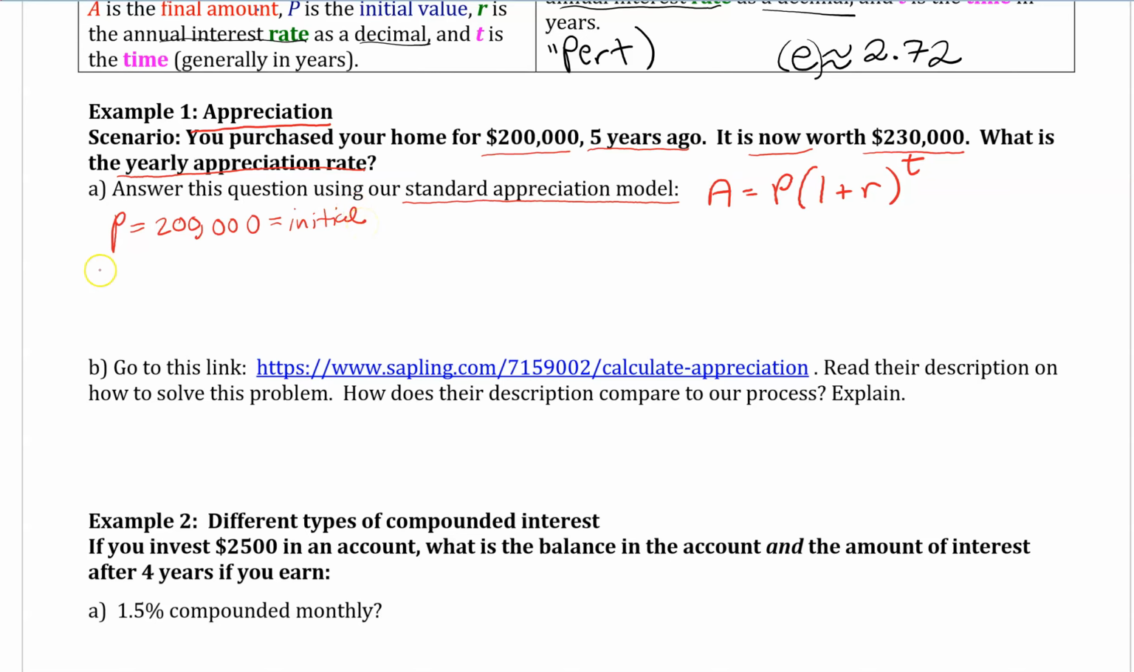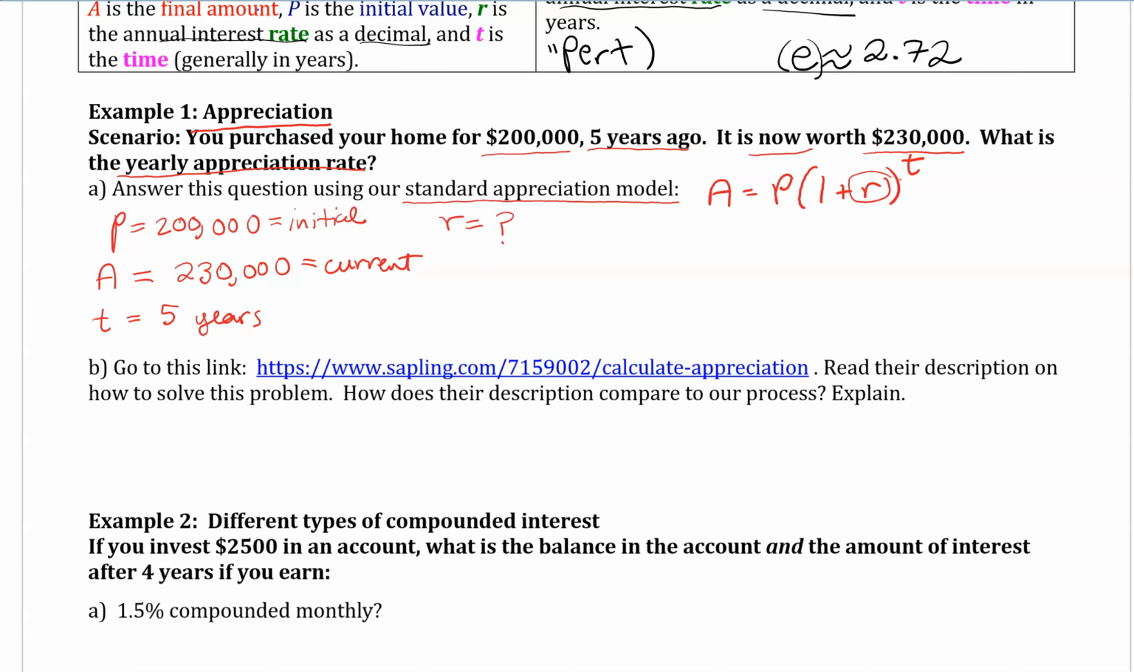Okay. And then our final amount, we can think of that as what it is currently worth, right? This is the current value, okay? And then T is actually given. This is 5 years have passed. So actually T in this particular case, we can plug in a value for. The R is the thing that we actually don't know. The yearly appreciation rate. What is that? We're trying to find the yearly appreciation rate.